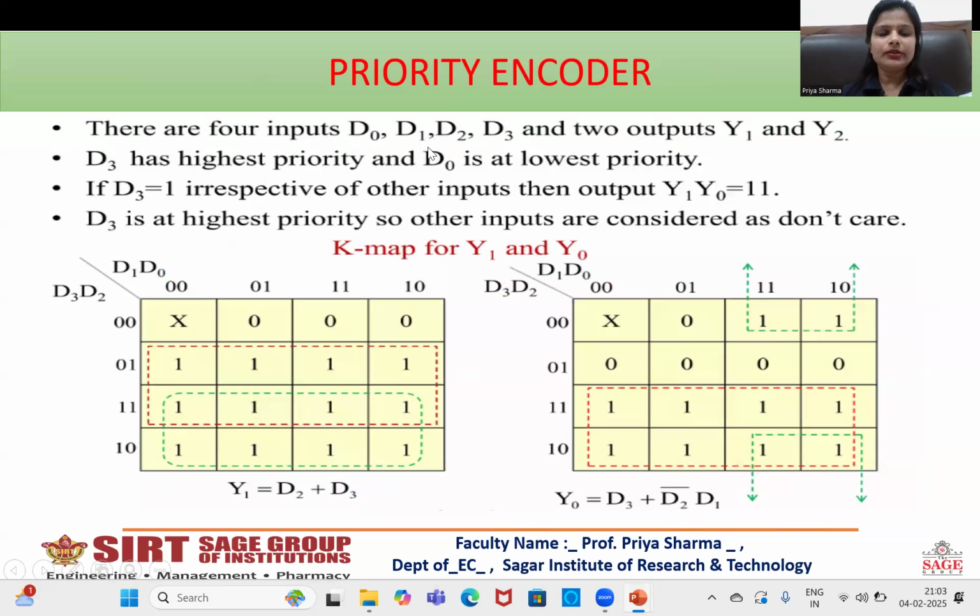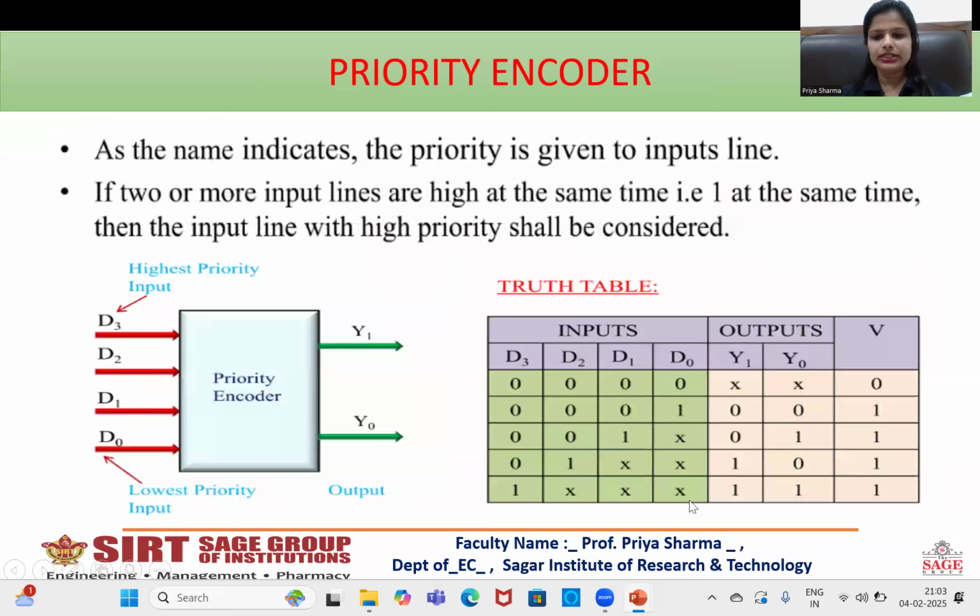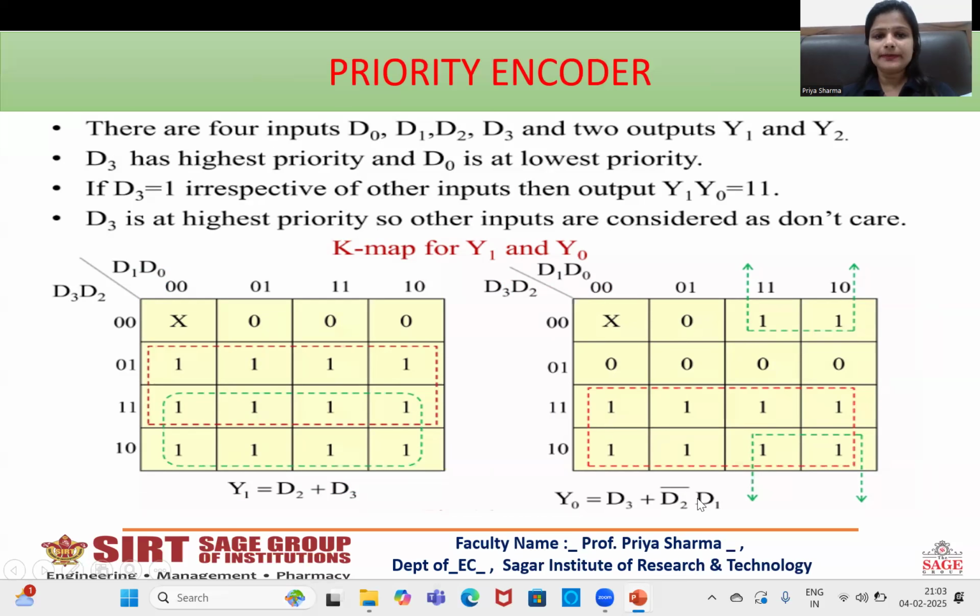So in a priority encoder, there are 4 inputs and 2 outputs, as I have told you earlier. D3 has the highest priority and D0 has the lowest priority. If D3 equals 1, then irrespective of other inputs, the output Y1, Y0 will be 1, 1. D3 is at highest priority, so the other inputs are considered as don't care.